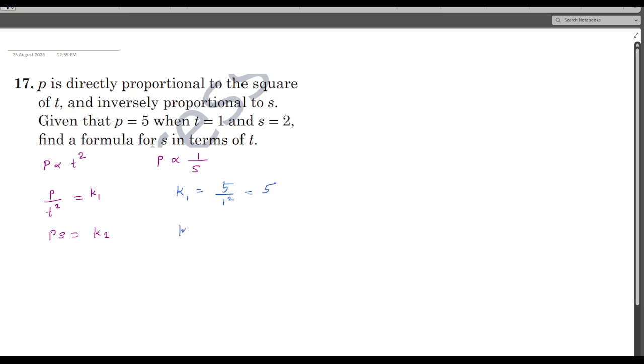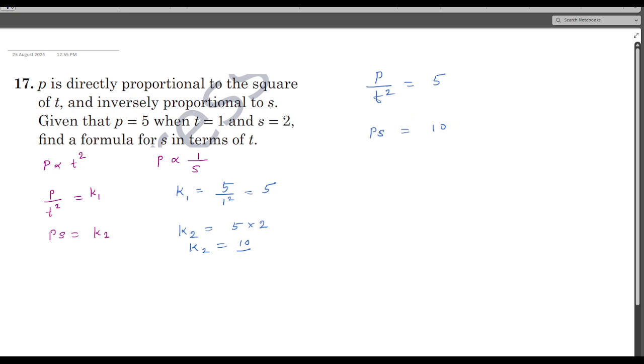And k2 is p times s. So p is 5, times s is 2. So 5 times 2 is what? 10. So your k2 is 10. Okay. Therefore, you can say that p divided by t square is equal to 5. And you can say that p times s is equal to 10.